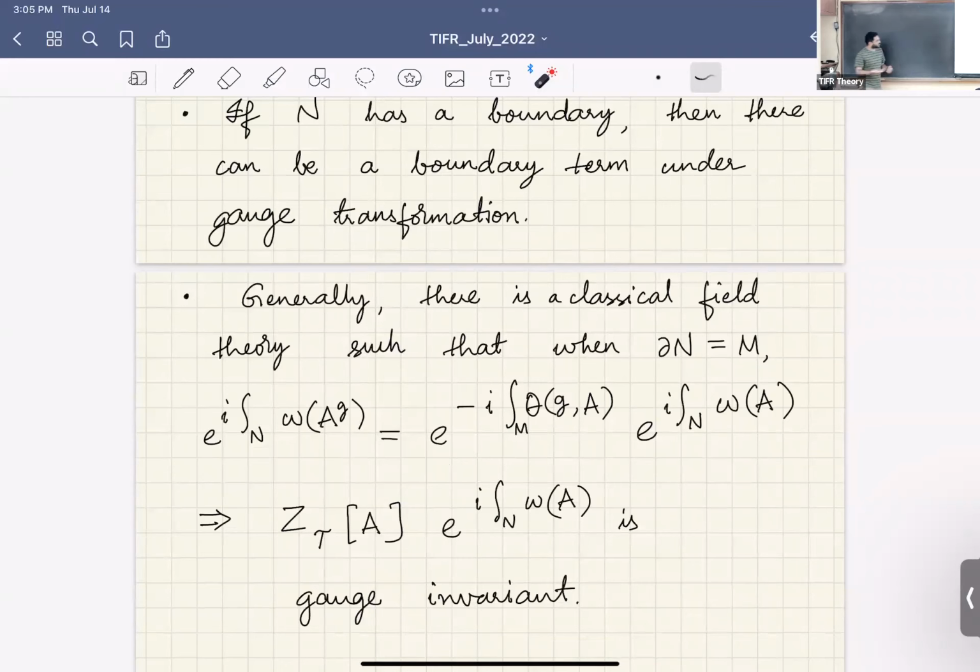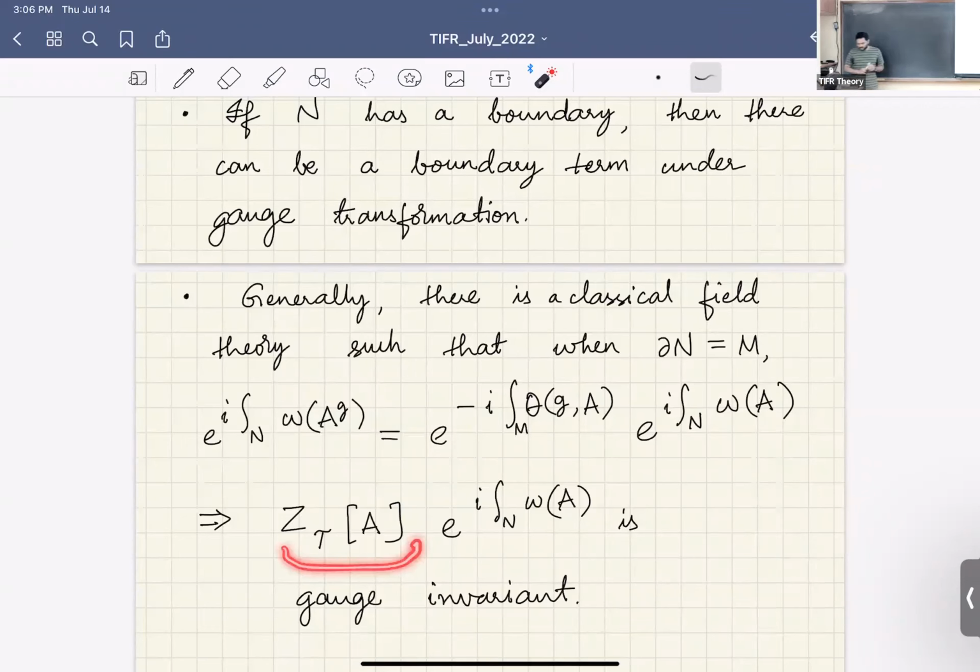The way it works is as follows. We choose the higher dimension manifold to be such that its boundary is the original space manifold, and we pick the action such that under a gauge transformation, the boundary term is exactly the opposite of the anomalous phase. This way, the combination, the original system plus the bulk theory, is gauge invariant.